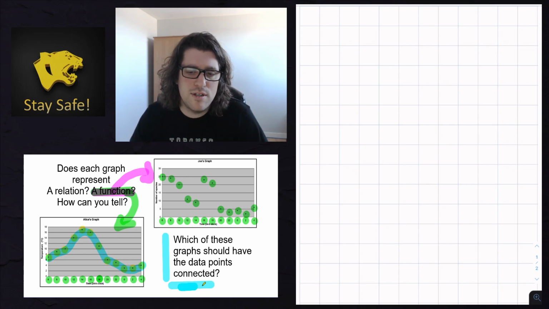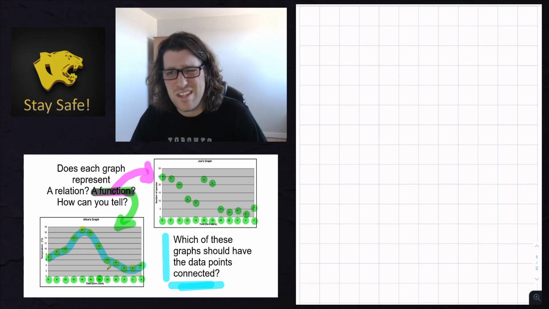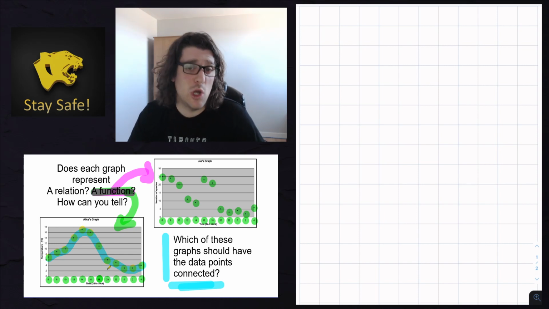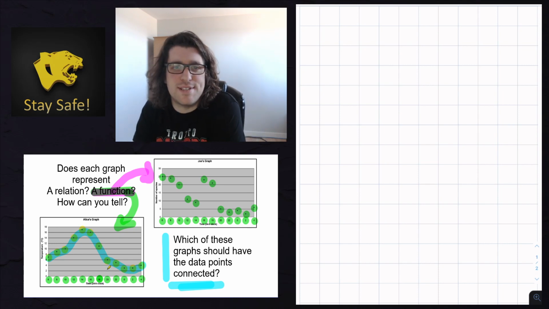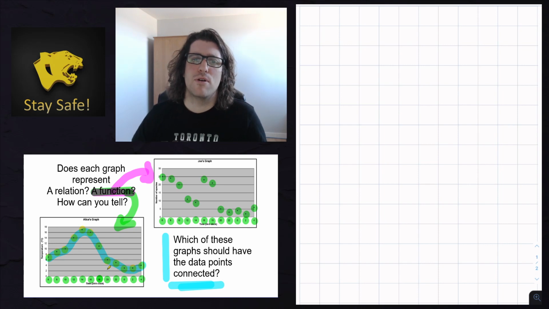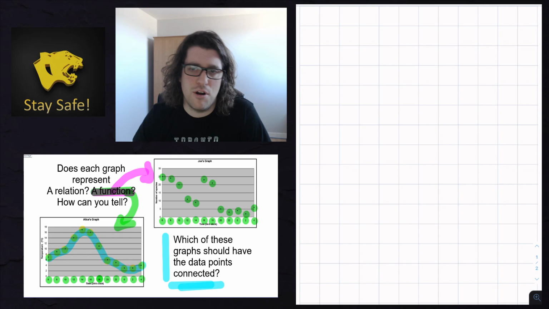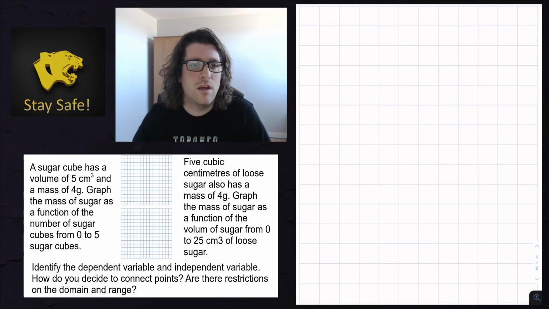So we're going to decide when things should be connected and when things shouldn't be connected by using a bit of logic and I would say common sense, but that may be a little bit unfair. So you kind of just think your way through it and use some logic to assess whether you think a graph should be connected or not. We'll see lots of examples of these.